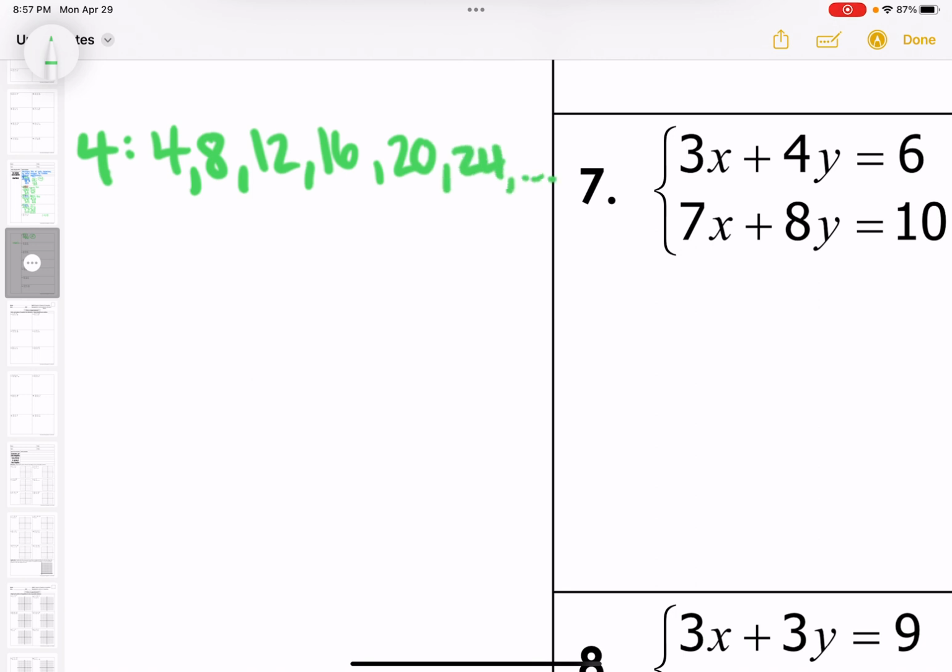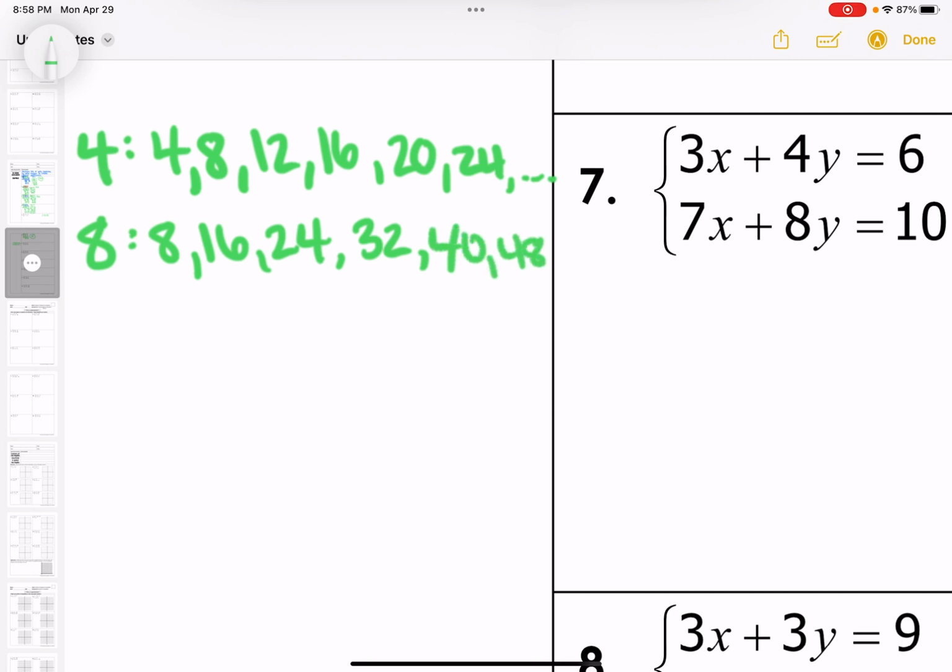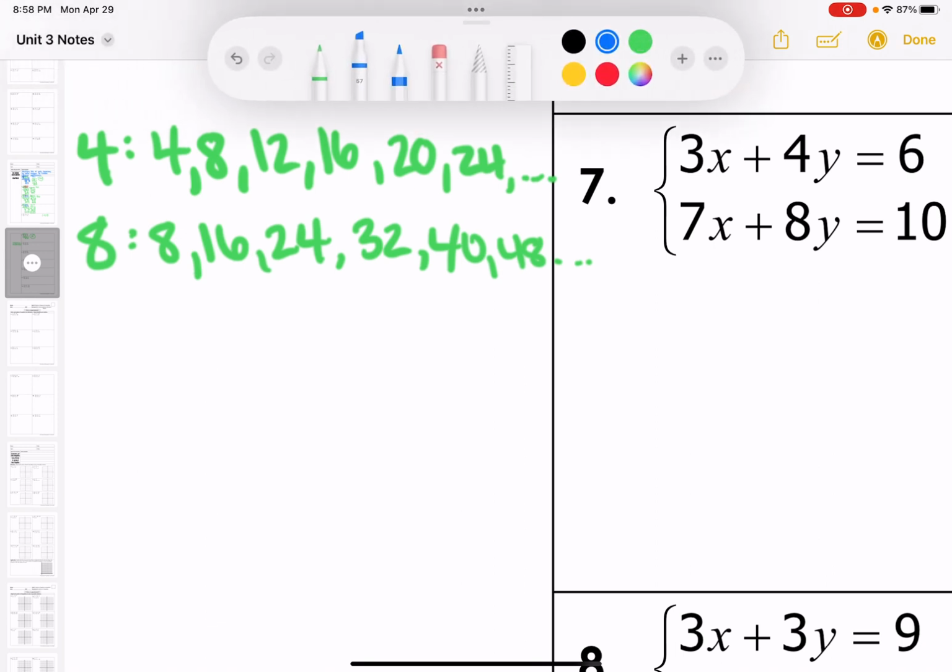All right, multiples of 8 are 8, 16, 24, 32, 40, 48, and so on and so forth. So looking at those two lists, I want to pick the smallest number that they have in common. So in this case, it would be 8. Okay, that's the smallest number that they have in common.